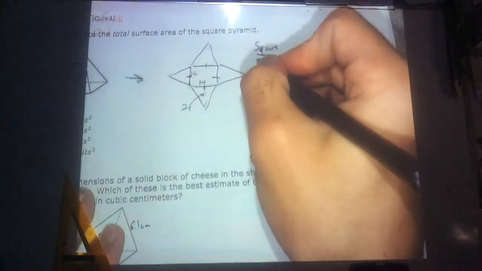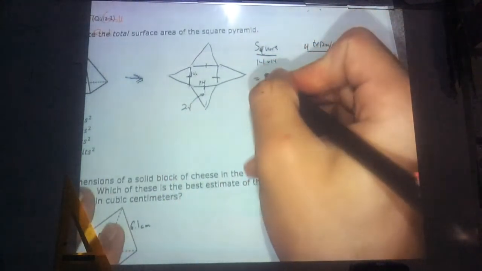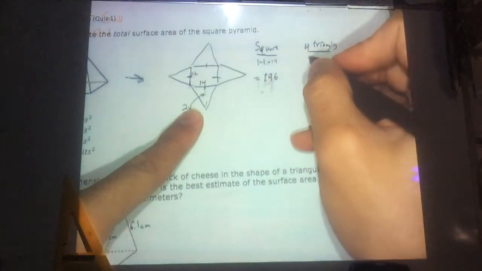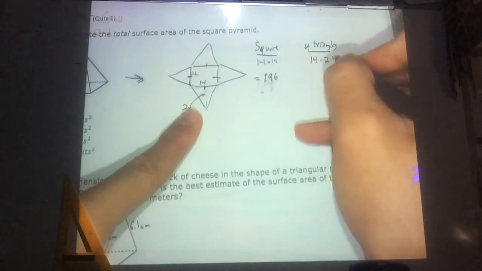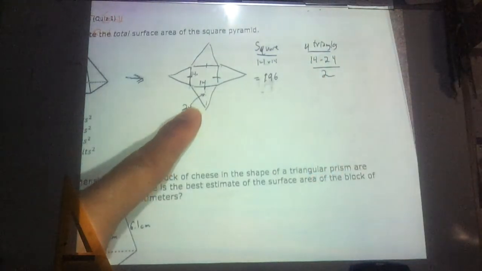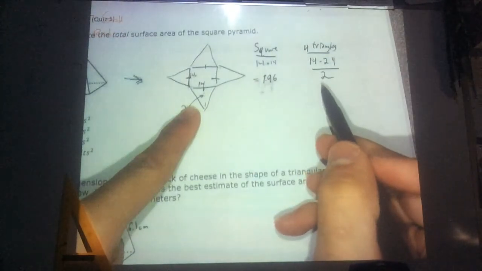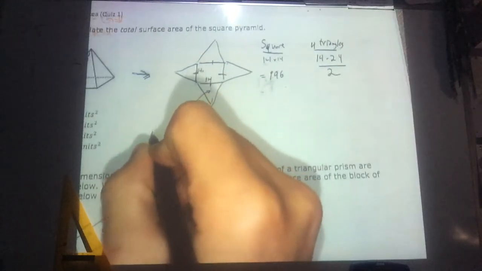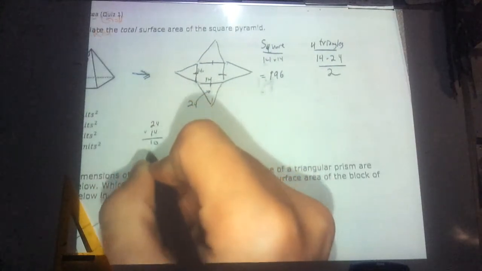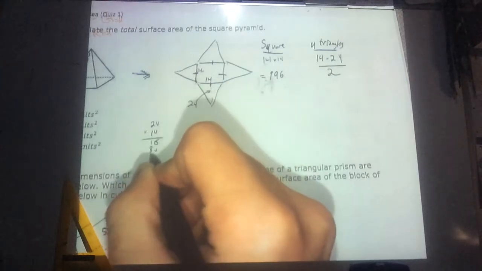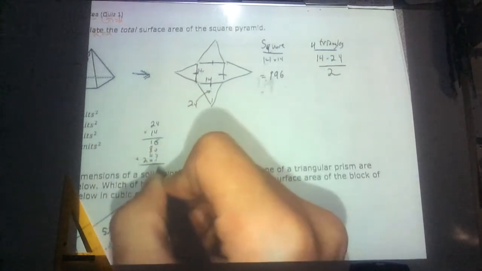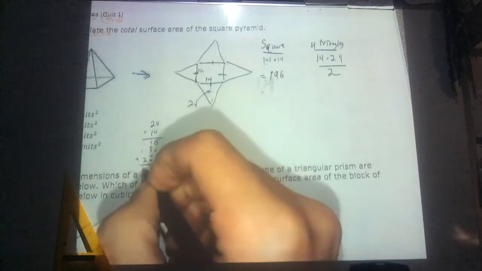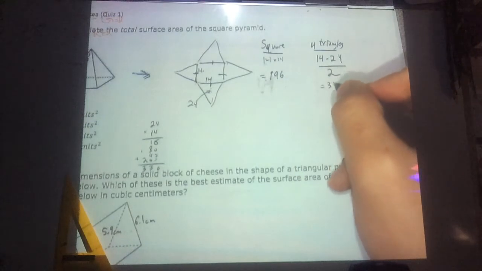So here it's just going to be 14 times 14, which is going to be 196. The 4 triangles, well, it's the base times height divided by 2. 14 times 24 divided by 2. Okay, so I'm just going to do the multiplication over here. 14 times 24, that's 16, 80, 40, 200, plus 96, so that's equal to 336.